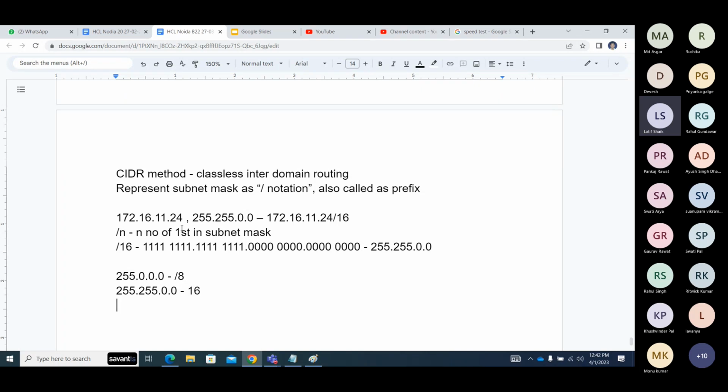So if you write that in binary, then count the number. /16 means 16 ones. 255.255.255.0 is 24 ones. Convert it and check it.